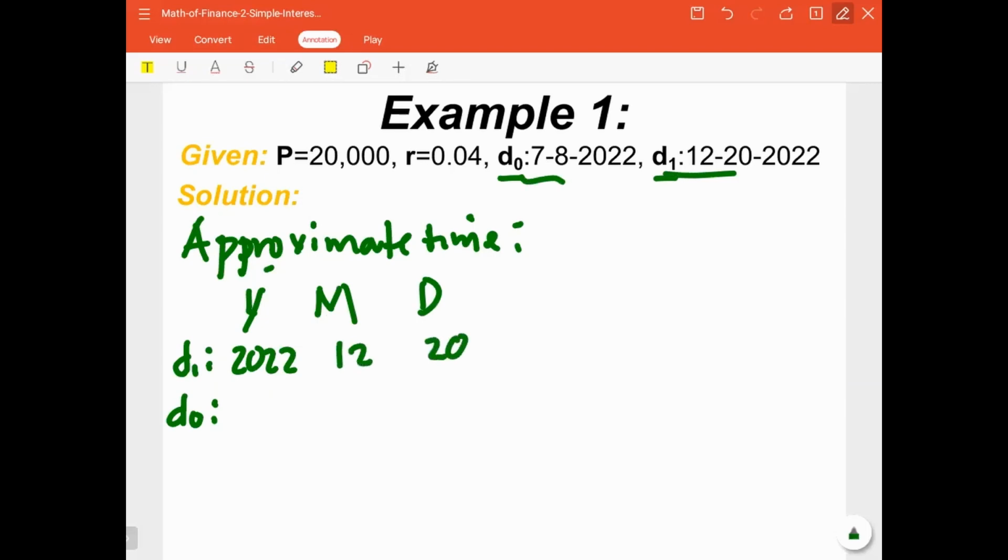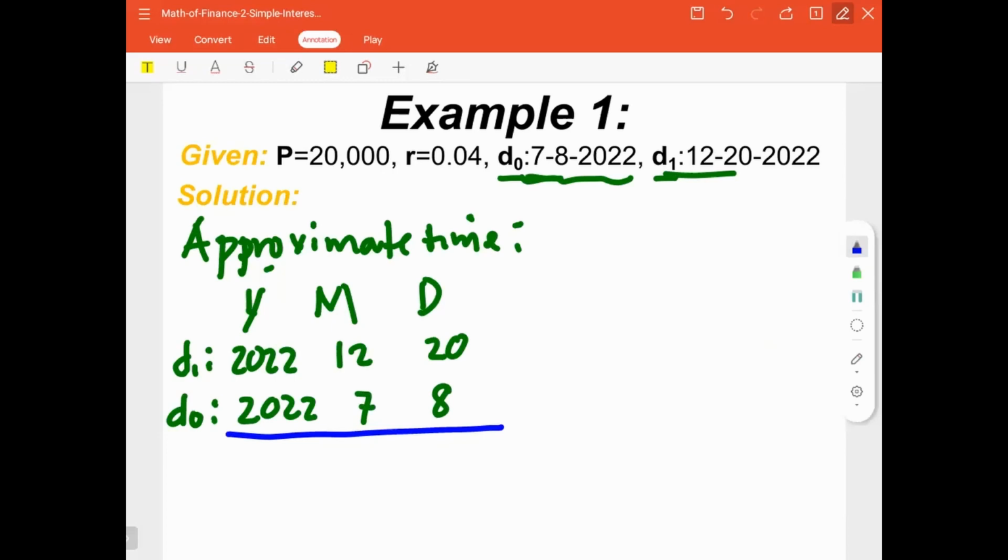Similarly, for the original date, we have here July 8, 2022. So we start with this year, 2022. Then that's July 8, so that's 7. Then the day there is 8. Then we'll subtract. Take note, we are trying to get the approximate number of days, that is the approximate time. Now, starting with this column for the days, parang nagsusubtract din tayo ng numbers, no, in arithmetic.